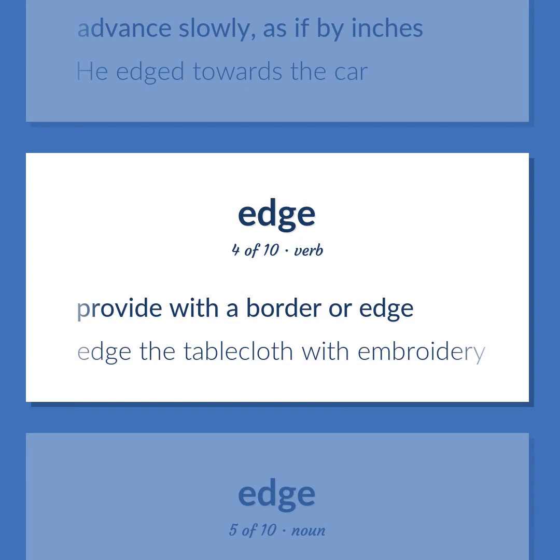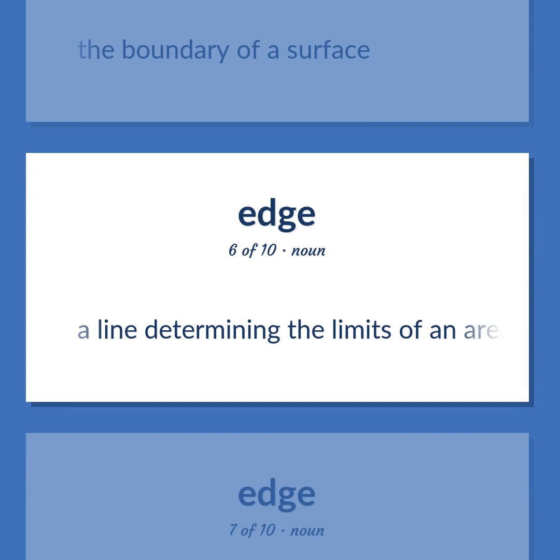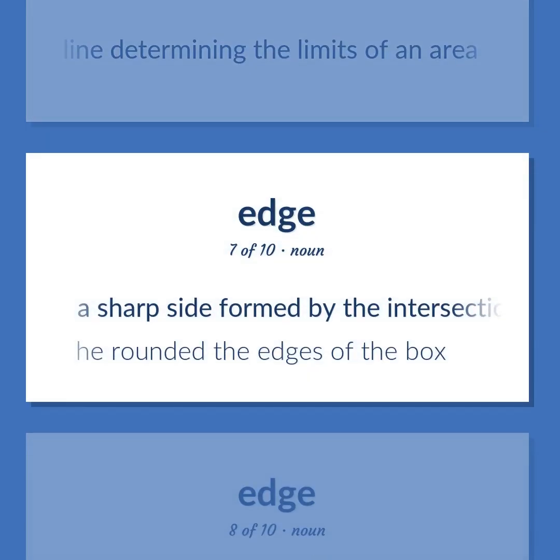Provide with a border or edge. Edge the tablecloth with embroidery. The boundary of a surface. A line determining the limits of an area. A sharp side formed by the intersection of two surfaces of an object. He rounded the edges of the box.